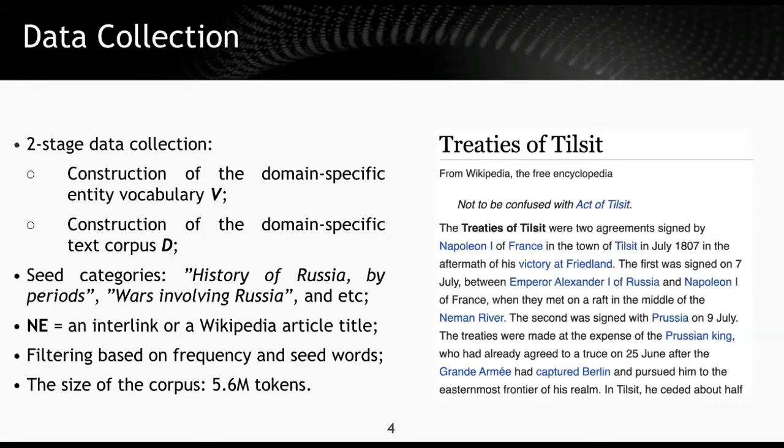etc. In the second stage, we constructed a domain-specific corpus that consists of texts from publicly available resources, such as books about Russian history, educational books, documentaries, and series of lectures. The size of the corpus is about 5 million tokens.